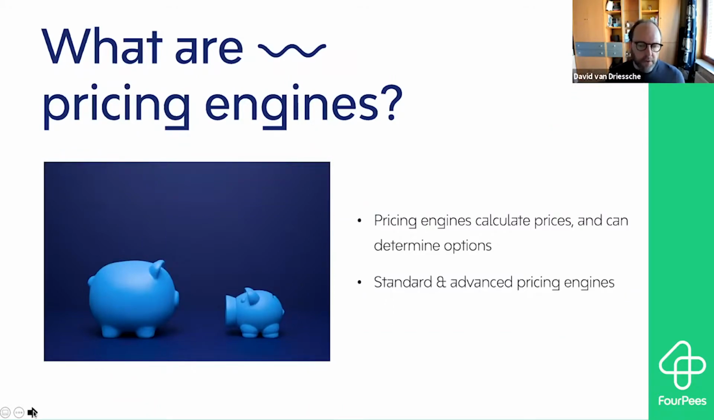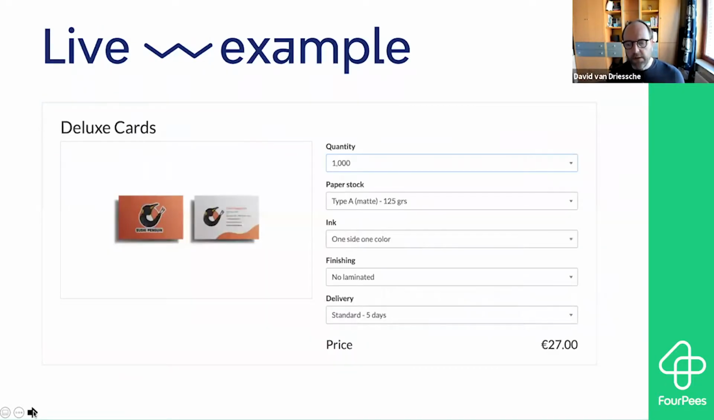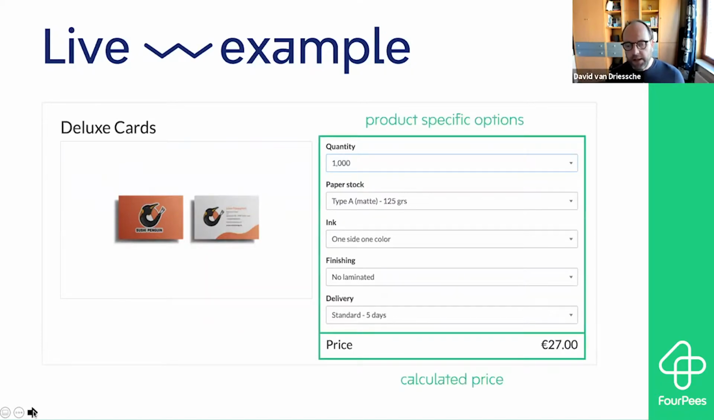But when you talk about products, one of the important things is how do you calculate the price of a product? If a user goes to the site, what options do they get for products, and what is the price that is calculated for that? And both of these things can be done with, or are done with pricing engines in Pressero. And you see a nice example there.